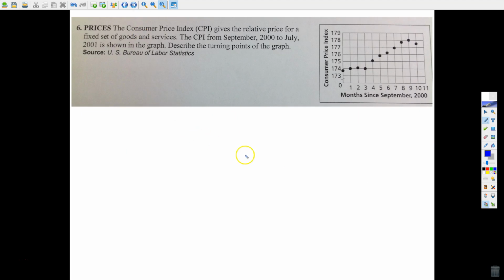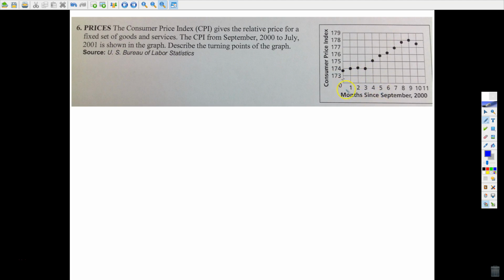All right, so I got a couple more, and these aren't from your book. These are from that 2-3 practice sheet that you had to do in addition to the book problems. So I just thought I'd help you out with these. They're kind of interesting and maybe a little different. But anyway, we have the Consumer Price Index. Maybe you've heard of that before. This is given from September 2000 to July 2001. This graph represents that time period.